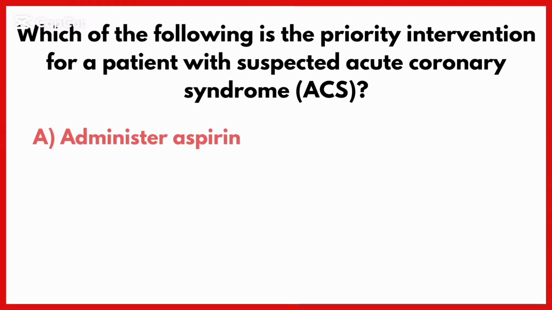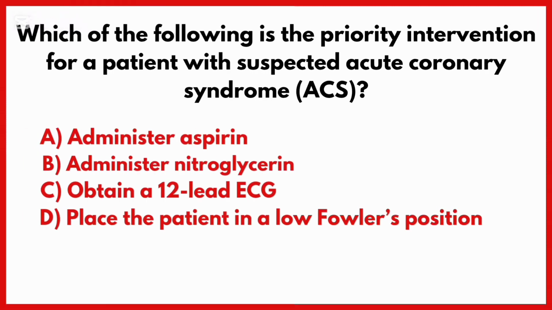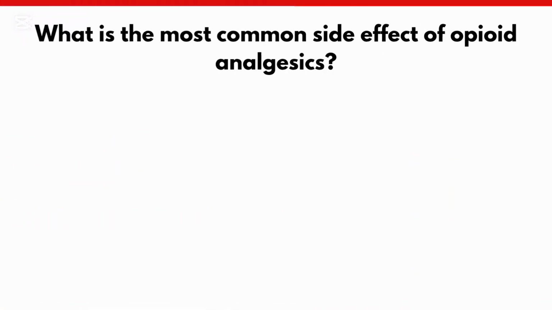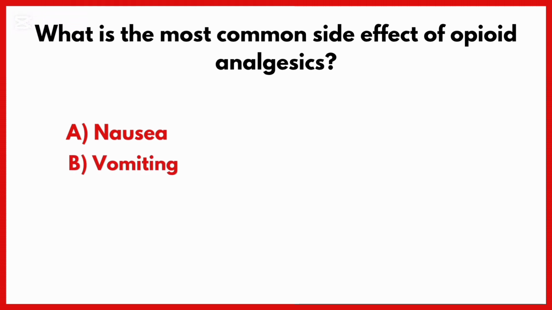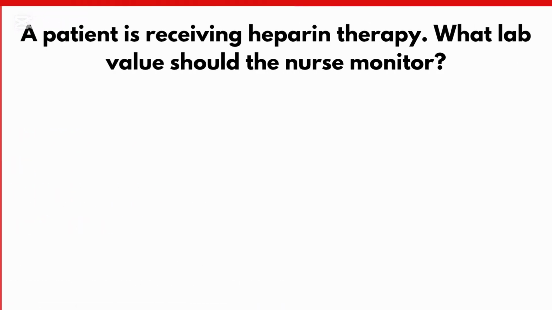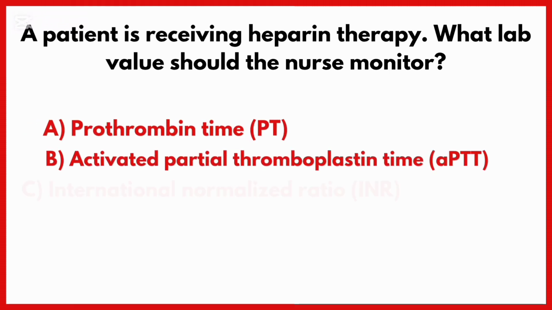Which of the following is the priority intervention for a patient with suspected acute coronary syndrome? Correct answer is option C. Obtain a 12-lead ECG. What is the most common side effect of opioid analgesic? Correct answer is option D. Constipation.